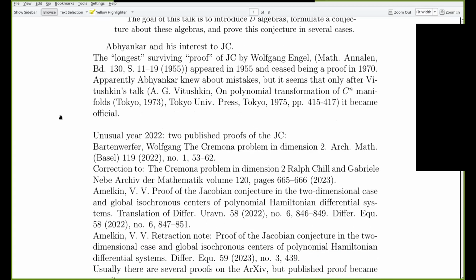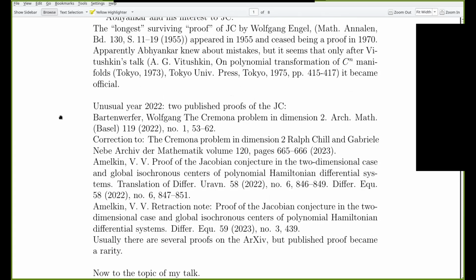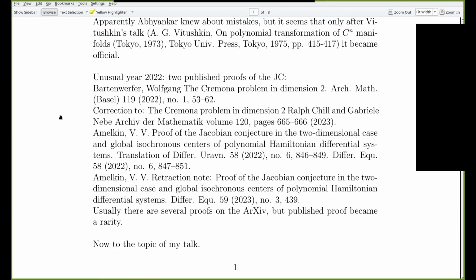Now, this last year was somewhat unusual because in this year, two proofs were published, for the two-dimensional case. One in Archives of Mathematics by a German mathematician, Wolfgang Bartenwerfer, and another was published in Journal on Differential Equations in Russia by a Belarusian mathematician, if I remember correctly, Vladimir Amelkin. Unfortunately, both proofs were wrong, but it took me quite some time interacting with authors to actually force them to admit their mistakes. So as usual, the problem is slippery and it's still open.